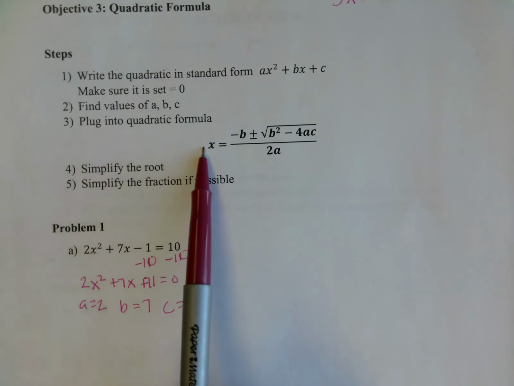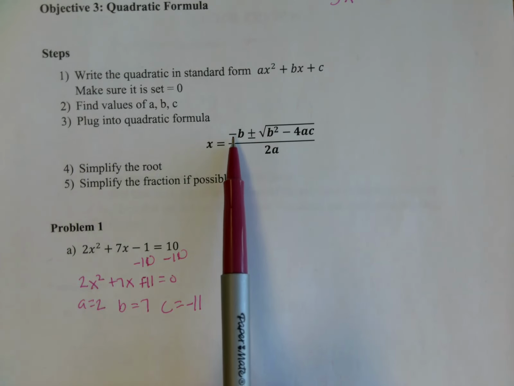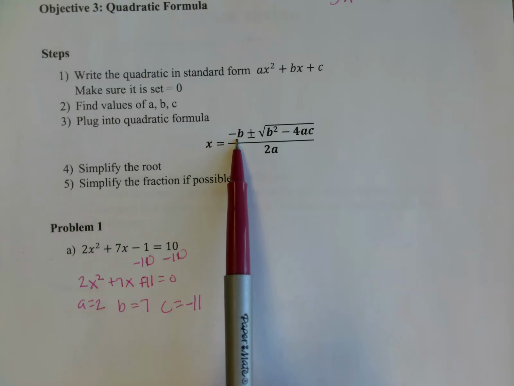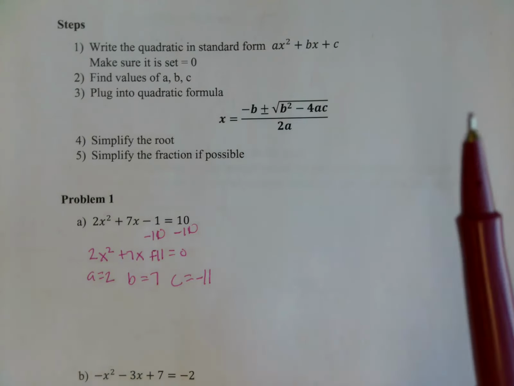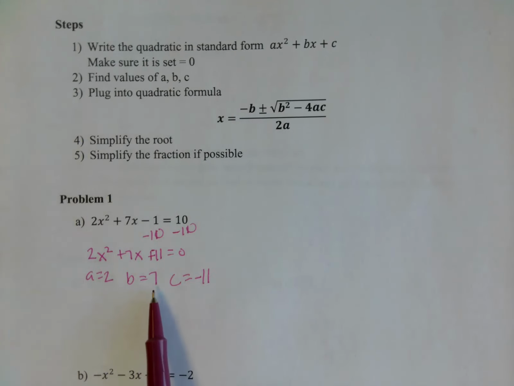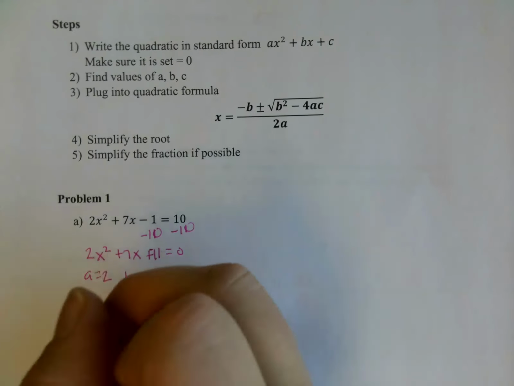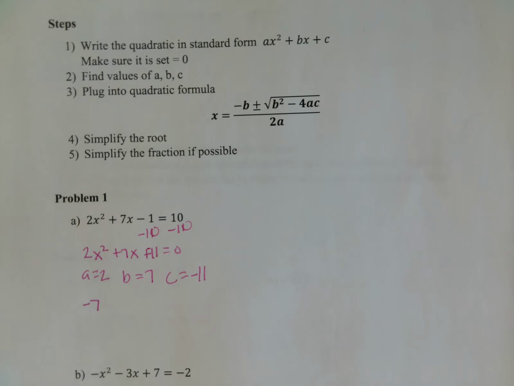Now you plug into this quadratic formula. Now people get confused about that right there. That means opposite of. It does not mean negative. Repeat. That means opposite of. It does not mean negative. So when I plug this into the quadratic formula, it's saying opposite b. So my b here is 7. So it's opposite 7. So negative 7.